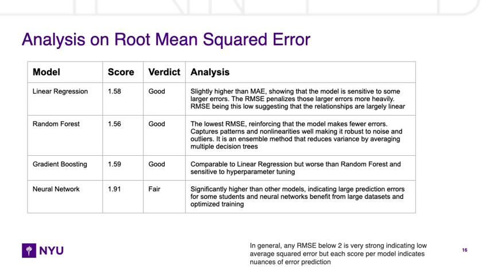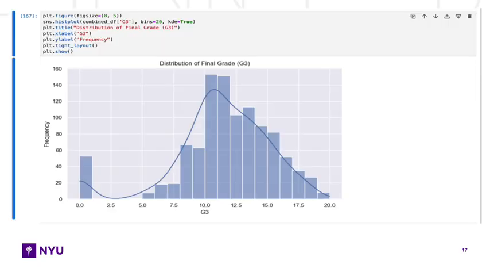Neural network was far off with the largest errors, the highest score amongst all the other models, significantly higher than other models, indicating large prediction errors for some students. And neural networks benefit from larger data sets and optimized training, as stated before. This is the grade distribution, the final grade distribution.